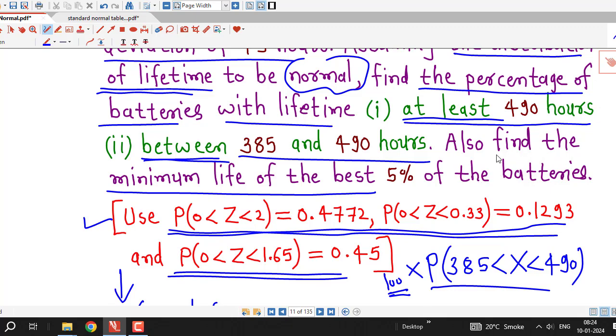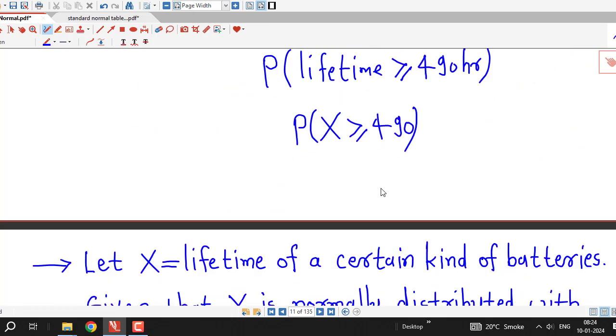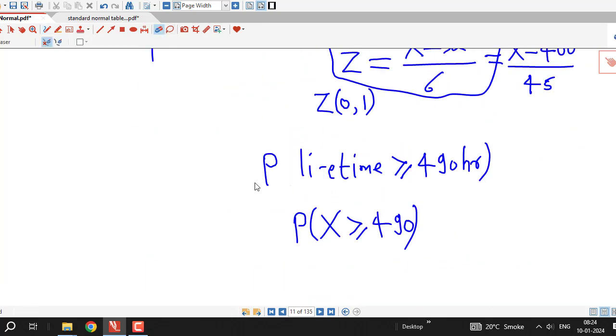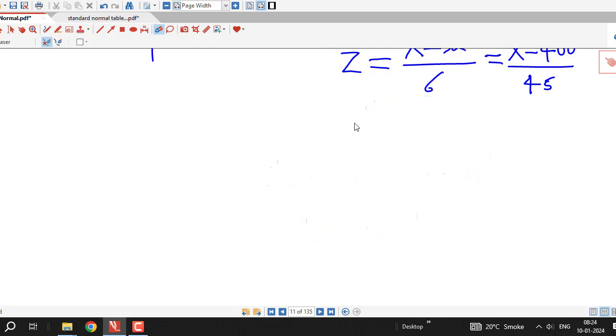After that we have to find the minimum life of the best 5% of the batteries. What is the meaning of that? Minimum life of the best 5% of the batteries. So here we are given the percentage of batteries. We are given this type of situation, that we have to decide the minimum lifetime of the best 5% of the batteries.